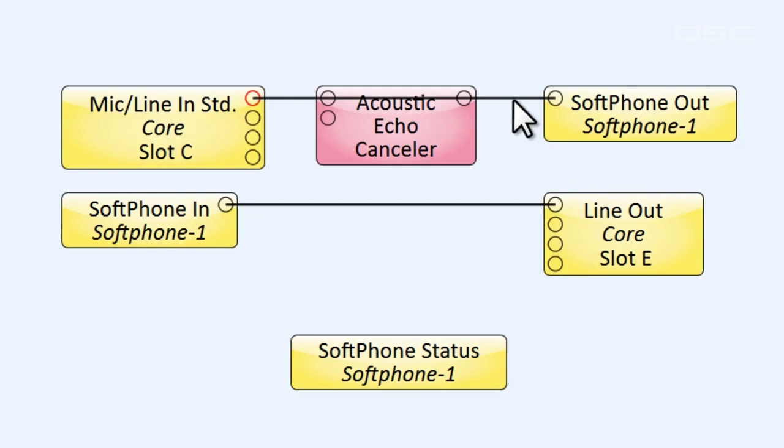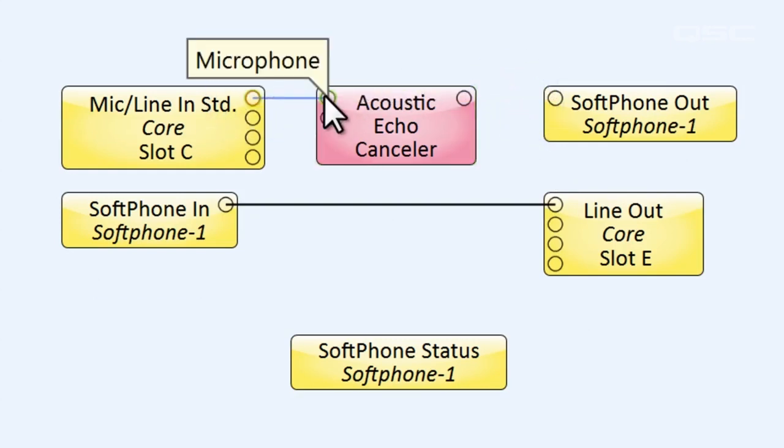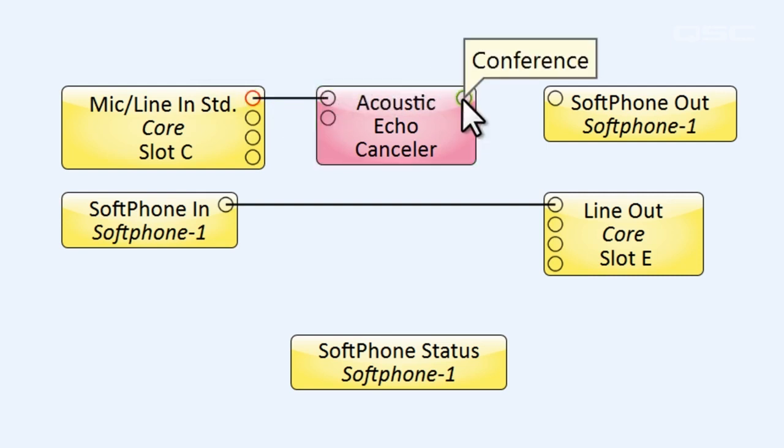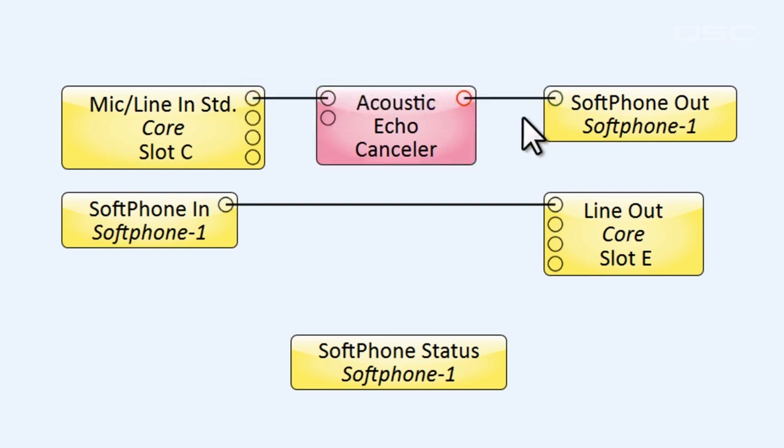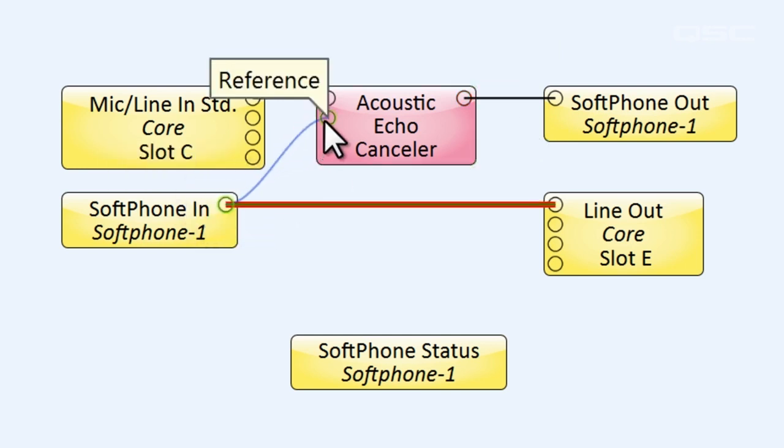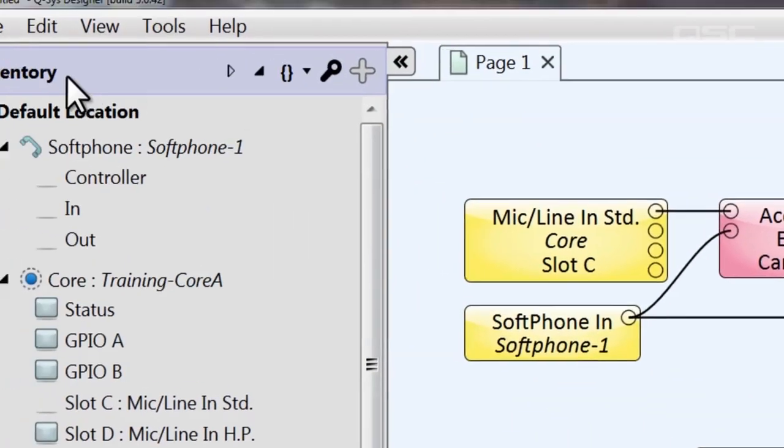Let's apply this knowledge. I want to route our local microphones to the microphone pin of the AEC and then send the conference signal to our Softphone out. We'll also need to split the incoming Softphone signal to the reference pin of the AEC so that it knows what echoes to remove from the final audio. The next step is to properly configure the Softphone to work on your network, which is done in the administrator.